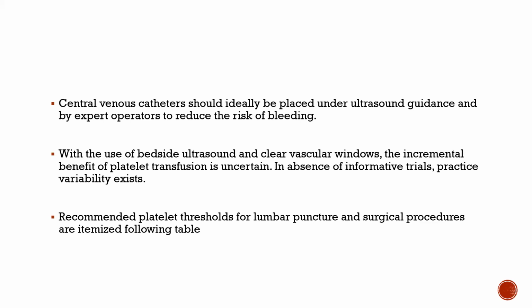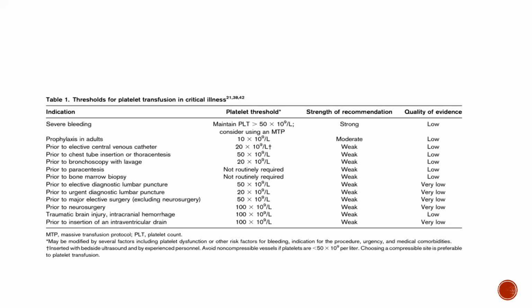The recommended platelet thresholds for lumbar puncture and surgical procedures are summarized in the following way. In case of severe bleeding, the threshold should be 50,000. For prophylaxis in adults, it should be 10,000. For elective central venous catheterization, 20,000. Chest tube insertion and thoracocentesis, 50,000. For bronchoscopy with lavage, 20,000.